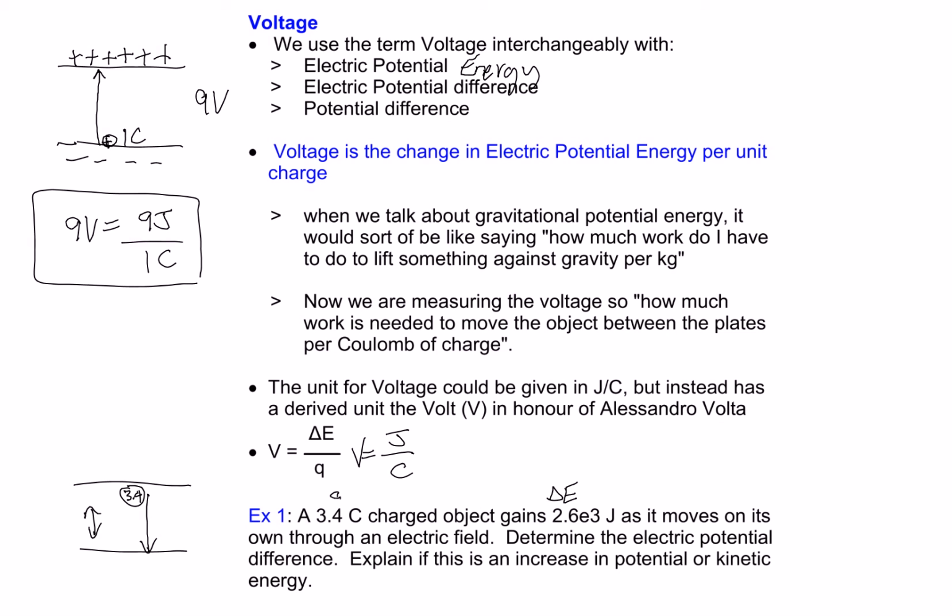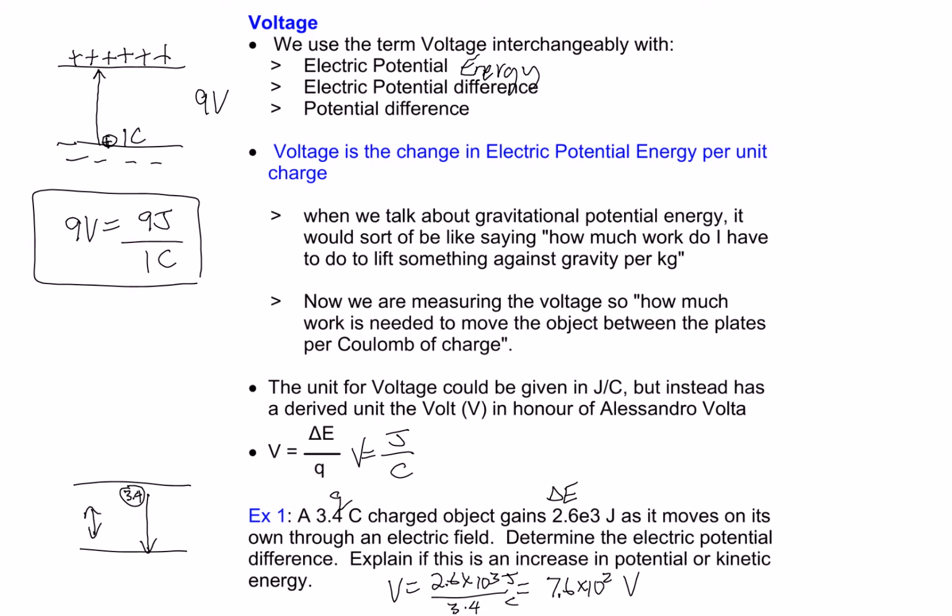So we have our charge and our change in energy, so our voltage would be 2.63 times 10 to the 3 divided by 3.4, and that gives us 7.6 times 10 to the 2 volts. So joules per coulomb, we'll write it as volts.